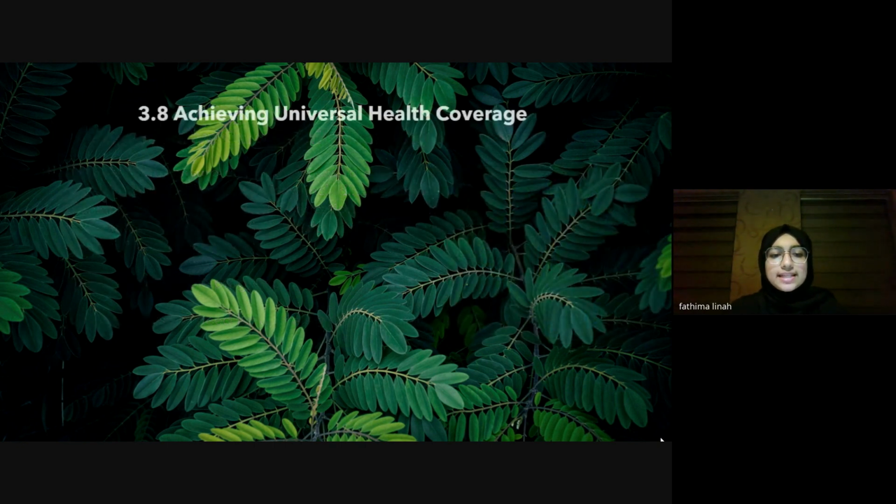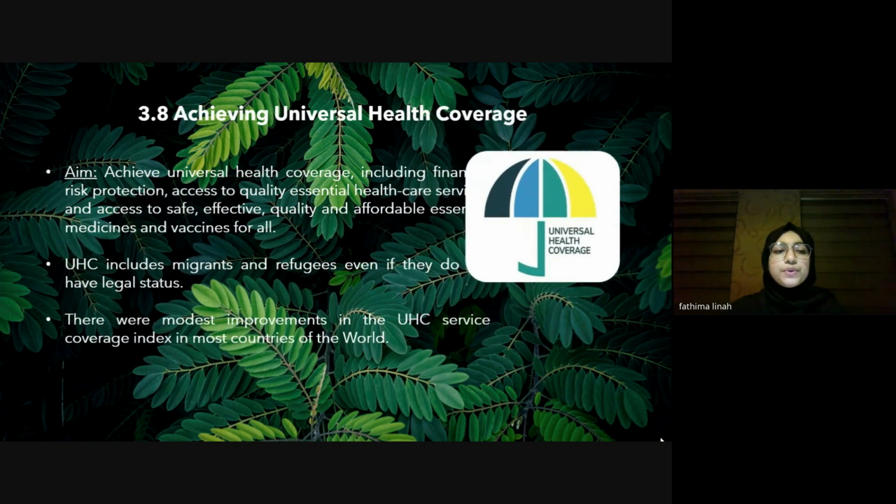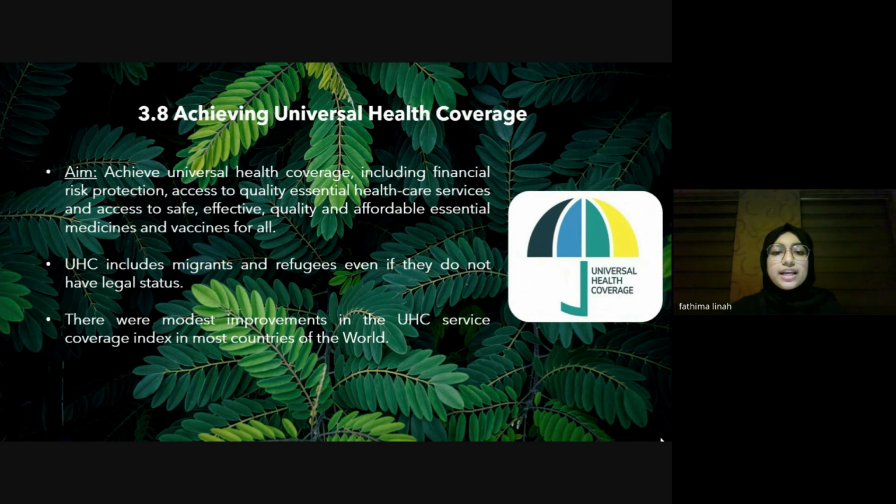Target 3.8 is about achieving universal health coverage. Its aim is to achieve universal health coverage, including financial risk protection and access to quality essential healthcare services. Its indicators include the coverage of essential health services and the proportion of population with large household expenditures on health as a share of total household expenditure or income. The UHC includes migrants and refugees, even if they do not have any legal status.